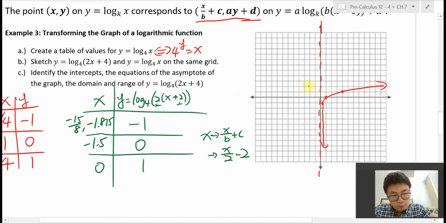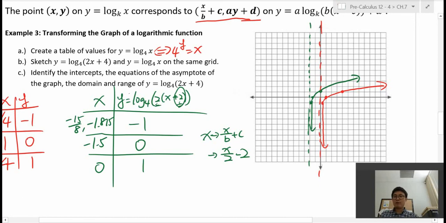We have our new coordinates, negative 1.875 and negative 1. That'll be somewhere here. Negative 1.5 and 0 is here. 0 and 1 is here. Now, our vertical asymptote has been moved 2 units left, right? Right there, it's moved 2 units left. So here is my new vertical asymptote, and here is my new graph.